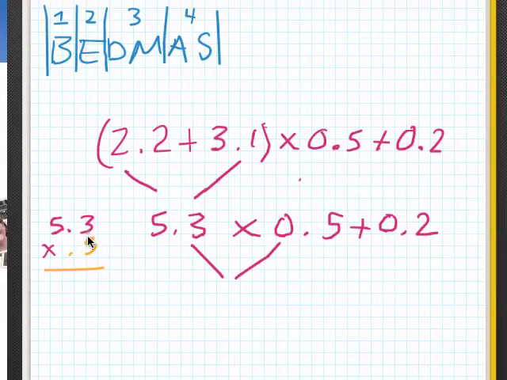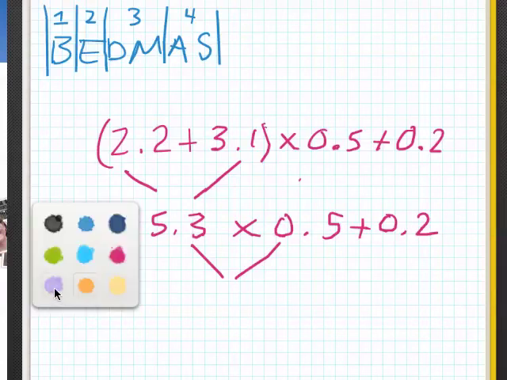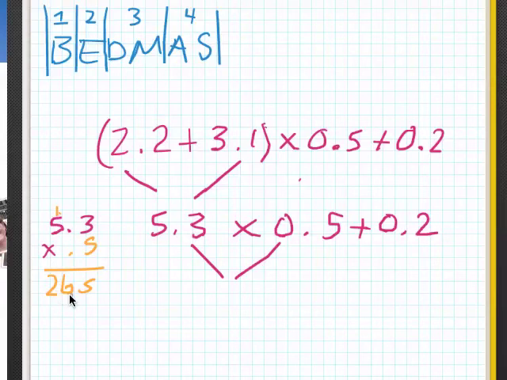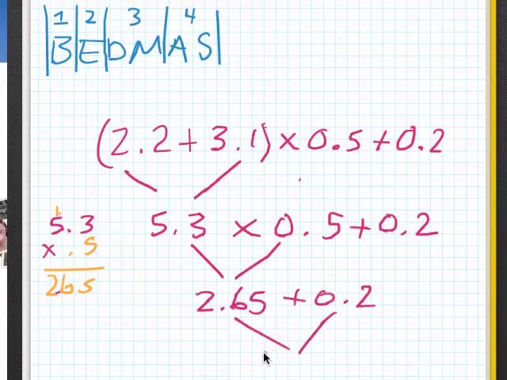So 3 times 5 is 15. 5 times 5, 25 plus 1, 26. Place my decimal. It's going to go right there. 2.65. Okay, so I'm going to write that down, 2.65, and I still have to add the 0.2. So I do one step at a time, and my final step is to add those, and I get 2.85. And there we go.